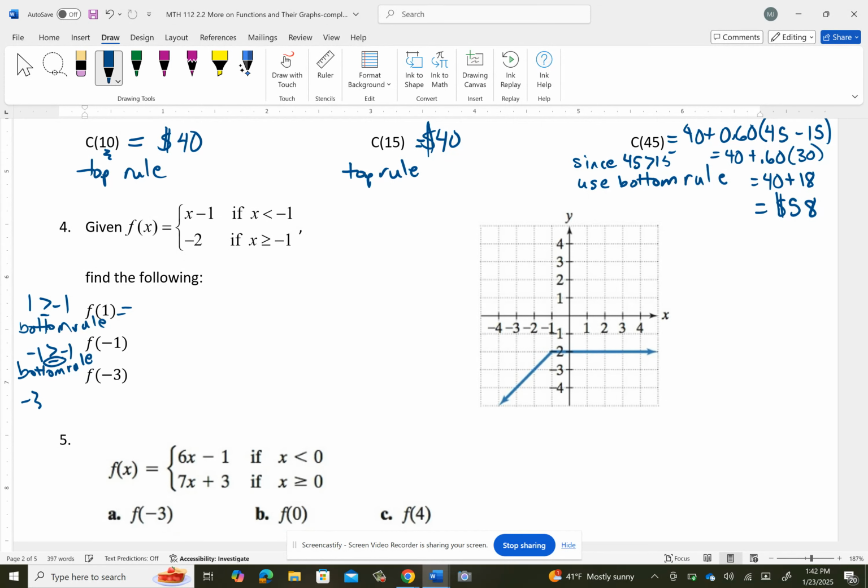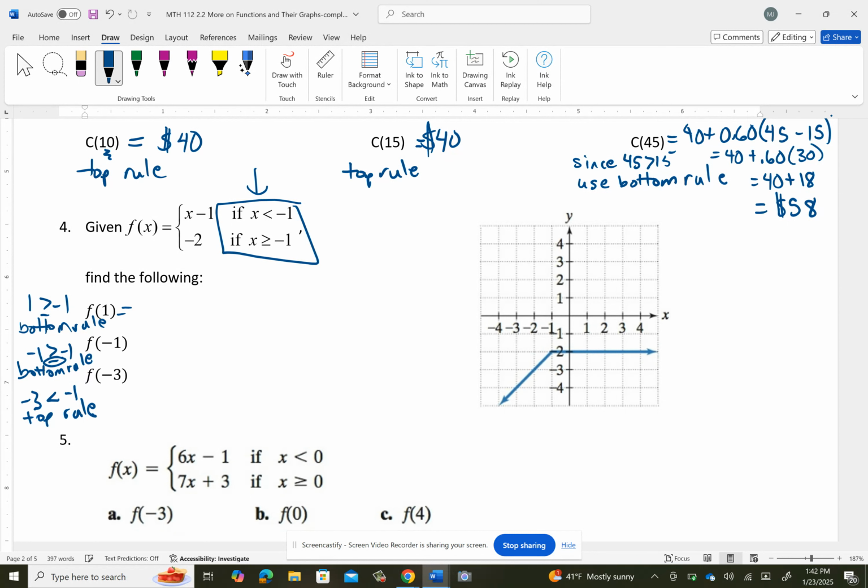But negative 3 is less than negative 1, so for that one, I'm going to use the top rule. So again, even though these conditions over here are the last thing you see, they're the first thing you have to consider. You can't give me more than one answer to these because we have a function. So there should only be one output matched up with it.